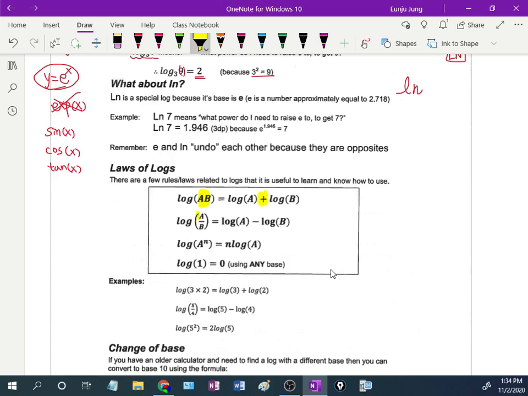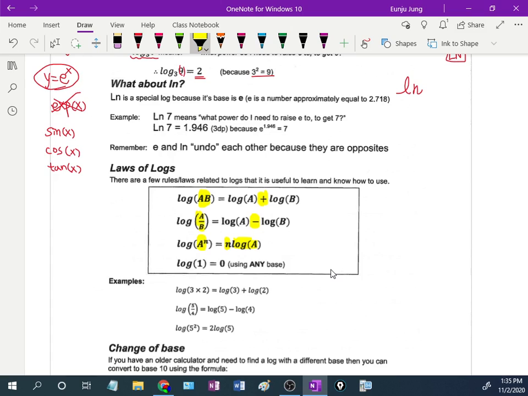Next one, in division, what do we do with the exponents? We are subtracting exponents. So in other words, we are subtracting logarithms, okay? In the power operation, what do we do with the exponents? We multiply, right? So we multiply n and the exponent, and logarithm is another way of saying exponent. So we multiply exponents, okay?